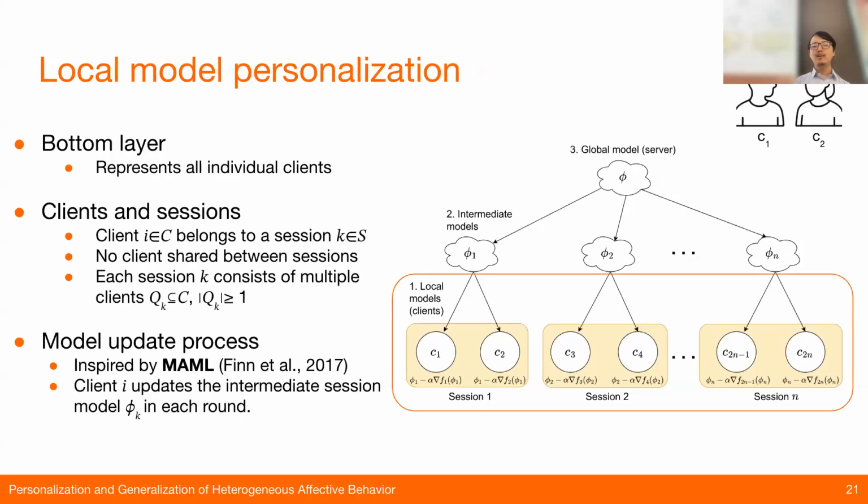Here, the bottom layer represents all the individual clients, and we can see there are multiple different clients. Those clients belong to sessions, and each session can consist of one or more clients. There is no overlap of clients between the sessions. For the model update of the clients, based on a MAML-based approach, we update the session models with respect to the loss function of the client models. This is one communication round.